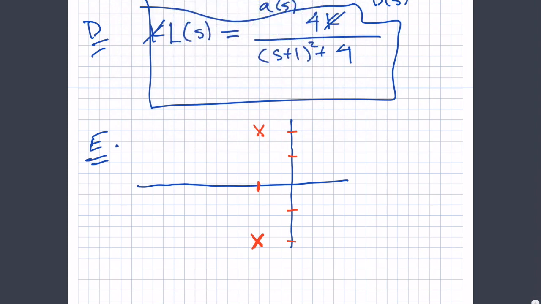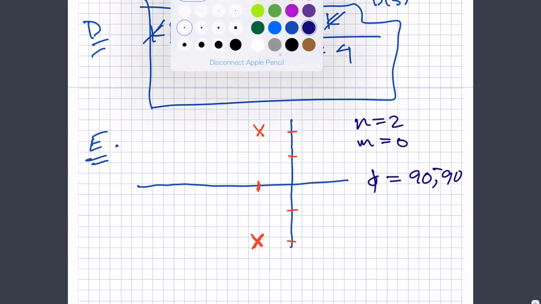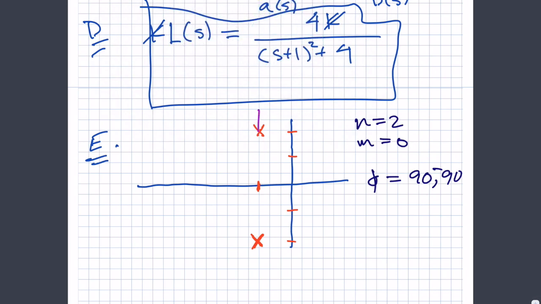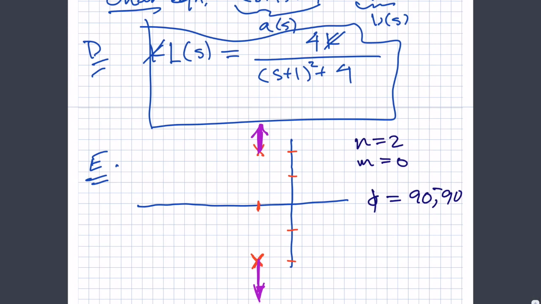From there, we know n is 2, so we're going to have two branches, and m is 0. So I know that phi is going to be 180 over 2, so we have the angles being 90 and minus 90. There's nothing along the real axis. This root locus is fairly straightforward to draw from here. This pole is going to move towards infinity at 90 degrees, and this one is moving towards infinity at the angle minus 90 degrees. So there's our root locus.